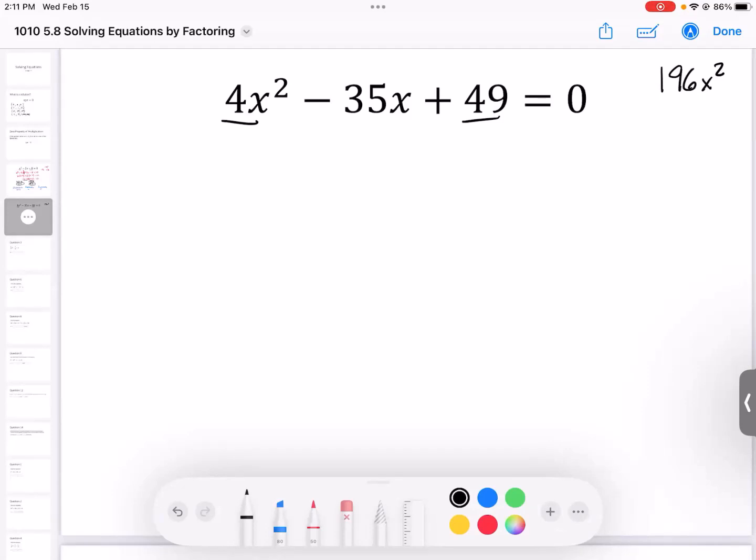Okay, so I need to think of what are two things that multiply to 196 and add to -35. So 196 is a perfect square, and I think the square root of it is 13. Oh, 14? Okay, yeah. So 14 times 14 is 196. But 14 plus 14 doesn't equal -35.